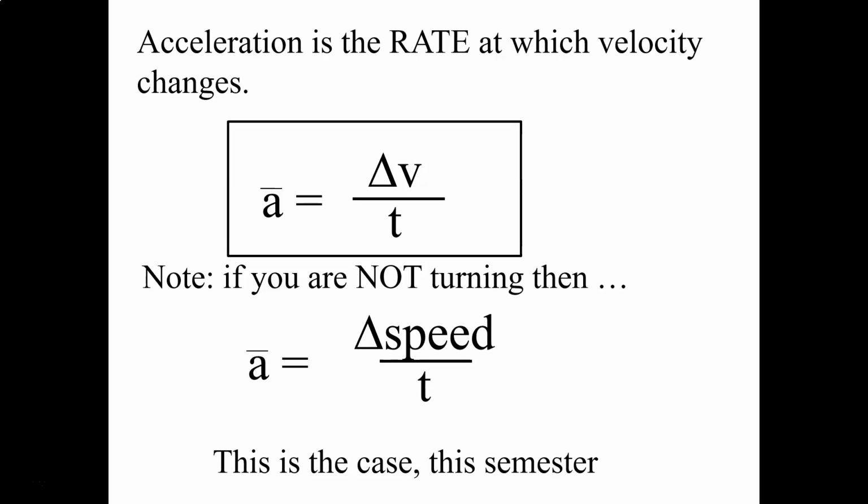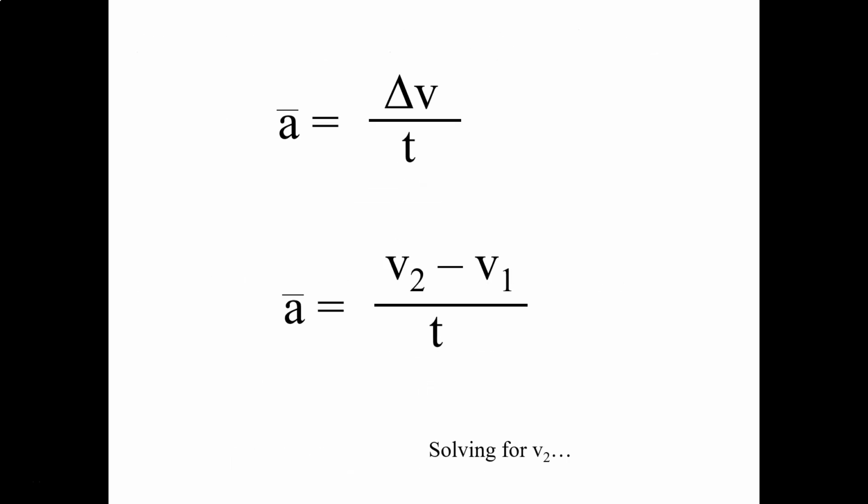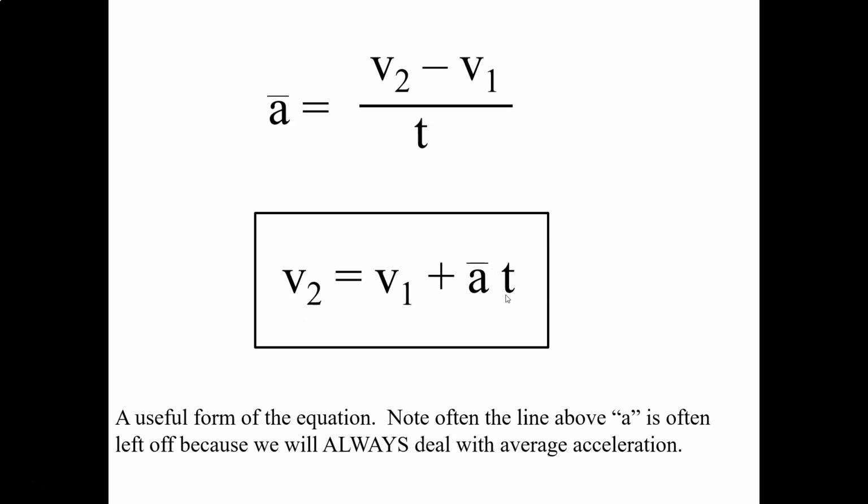And this is what we're going to be doing. When we deal with this equation, we're not going to be turning. We're just going to be looking at the change in speed divided by time. Okay. So now if I take this equation, as we've already seen, I substitute V2 minus V1 for delta v. If I solve this for V2, I get V2 equals V1 plus at. This is a useful form of the equation, because if you're looking for V2, it's already solved for V2.